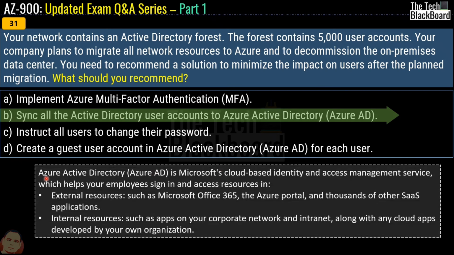And the reason for the same is because Azure Active Directory is Microsoft's cloud-based identity and access management service, which helps your employees to sign in and access resources. And there are two options: external resources and internal resources. So basically, external resources such as Microsoft Office 365, the Azure Portal, and thousands of other SaaS applications. Coming to the internal resources, such as apps on your corporate network, intranet, along with any cloud apps developed by your own organization. And that's why Azure Active Directory is a correct option.